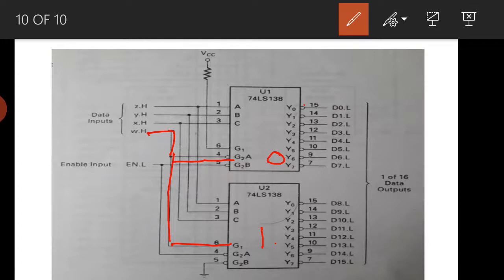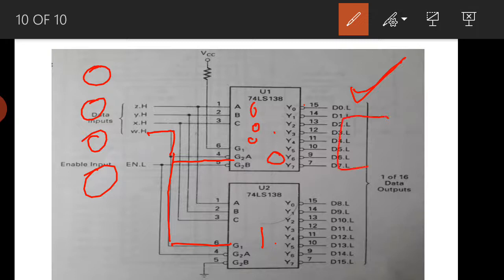So how it will work is, suppose I give the inputs as 0 0 0, the first combination of 4 inputs. Then what should happen? Out of 16, the first output should be enabled. If it is 0 0 0, the first one will be enabled and all the others will be disabled here. As we have already seen in the 3:8 decoder.